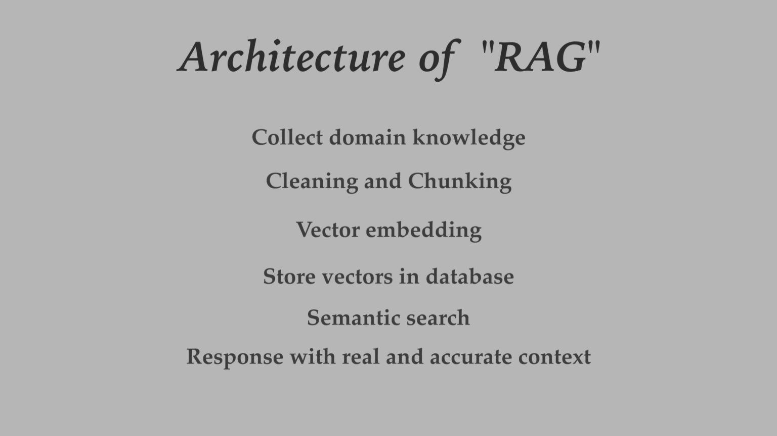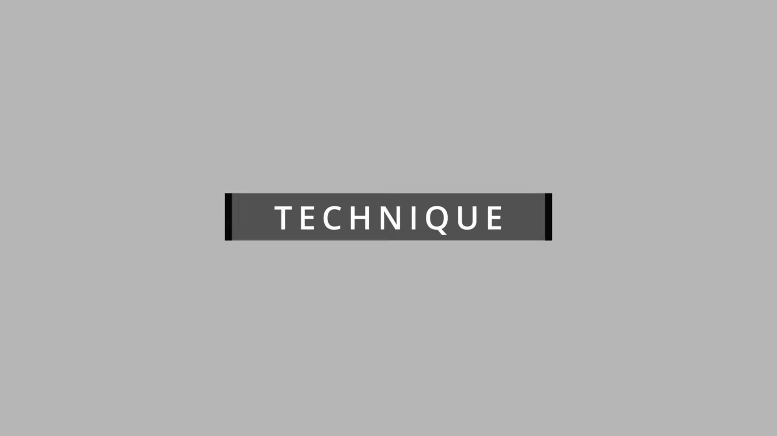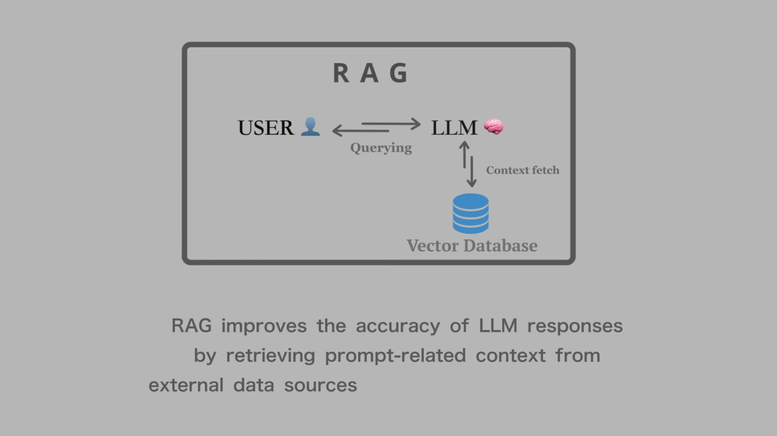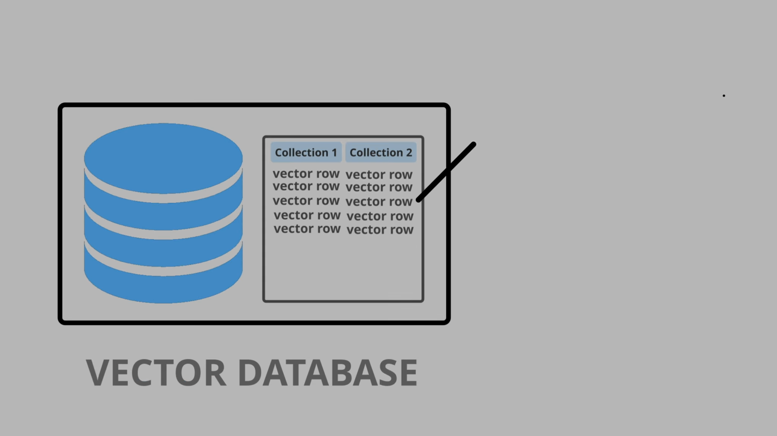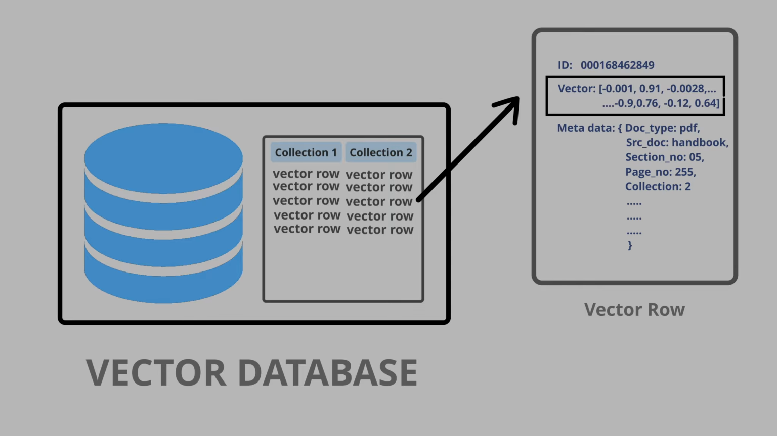First, let's clear one important misconception. RAG is not an LLM, it's not a framework, and it's not a database either. RAG is simply an architecture or a technique that works together with LLMs. In simple terms, RAG improves the accuracy of an LLM's response by retrieving prompt-related context from external data sources before generating the answer. That external data source is usually a vector database, and that database stores information in something called embeddings. Don't worry if these words sound complicated right now, we'll understand everything step by step.